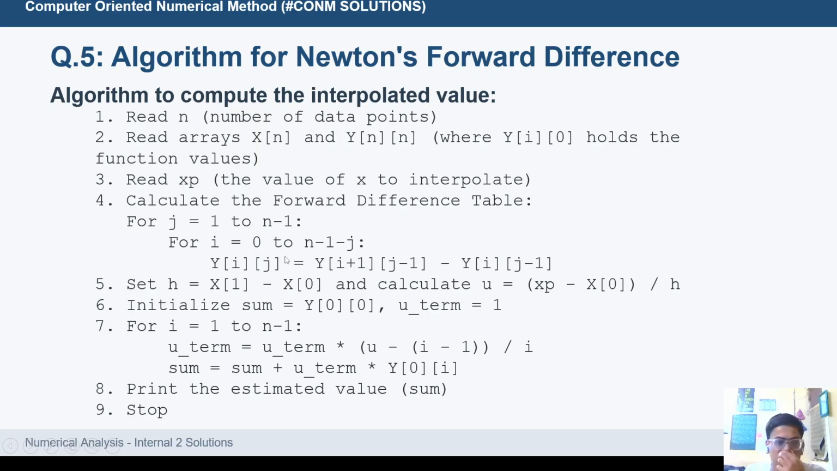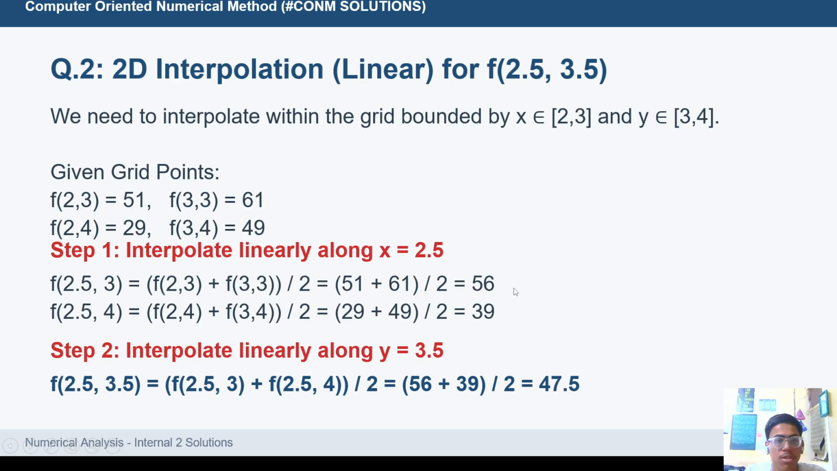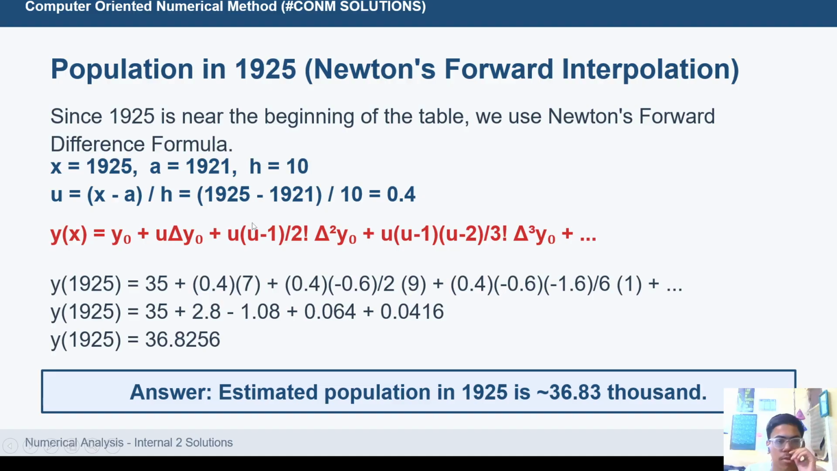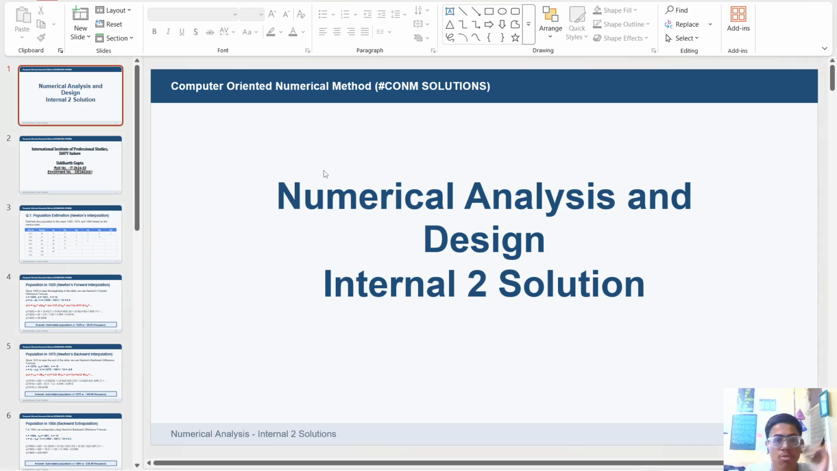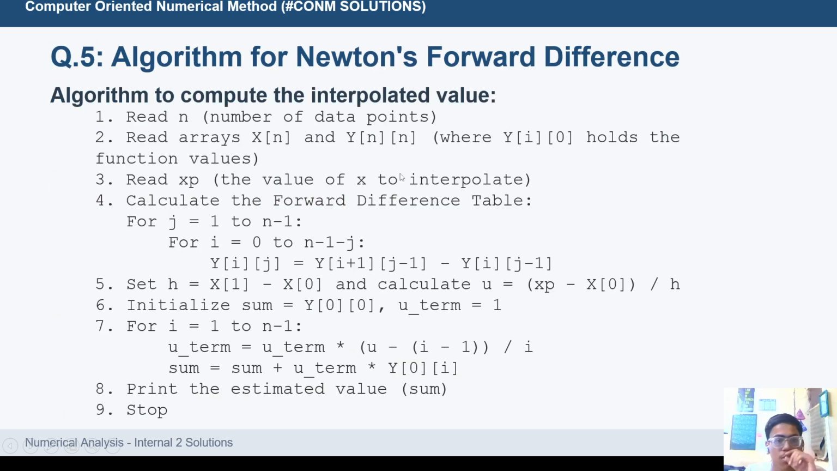Next, we will find the value of h, that will be x1 minus x0, and we will calculate the value of u. You already know what u is. So we need to calculate the value of u. The u here is (xp minus x0) by h. What does it mean? The interpolated value minus the first value, divided by h. That is what we generally did in question 1.